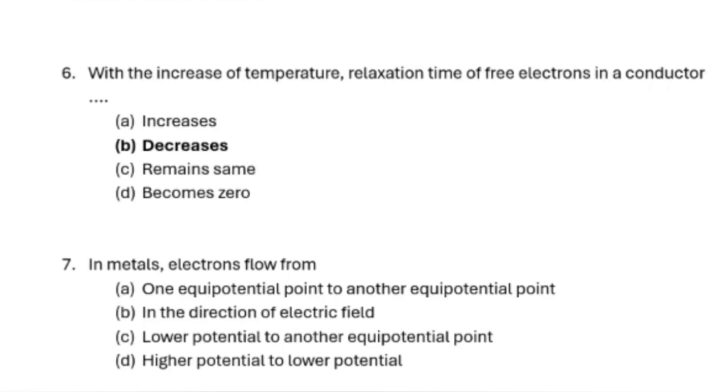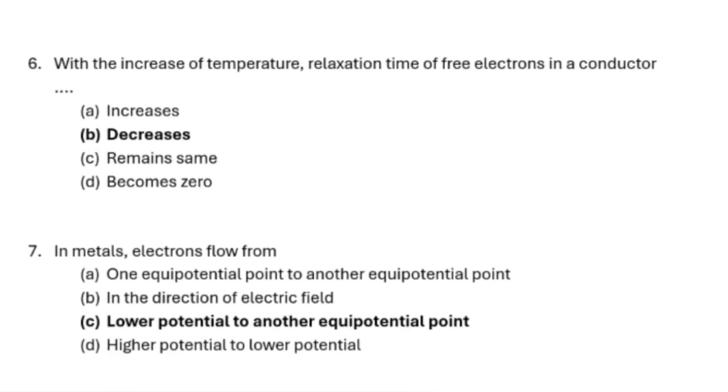Question number 7. In metals, electrons flow from option A one equipotential point to another equipotential point, option B in the direction of electric field, option C lower potential to higher potential, option D higher potential to lower potential. Here the correct answer is option C lower potential to higher potential.